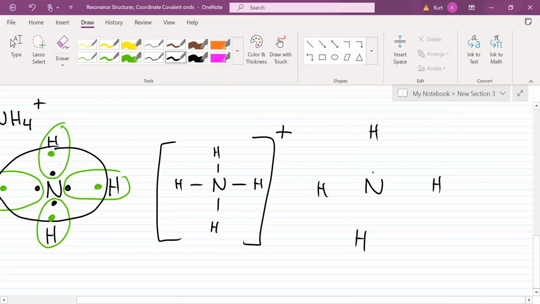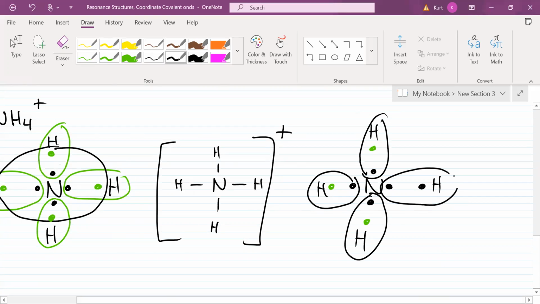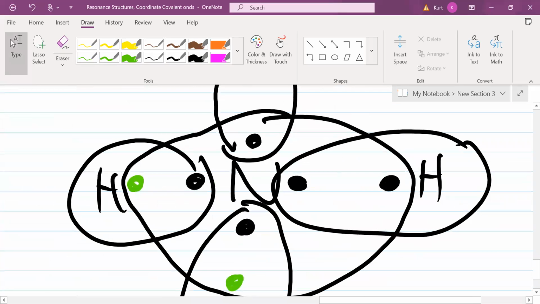You ready? 1, 2, 3, 4, 5. You take one of the electrons from hydrogen. So there could be a coordinate bond between the nitrogen and one of the hydrogens, and it would still work. If you included a coordinate bond, like I did here, this is the coordinate covalent bond. You're not wrong. In the first one, where you took one from nitrogen, there was no coordinate bond, right?